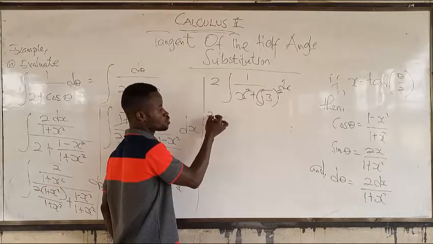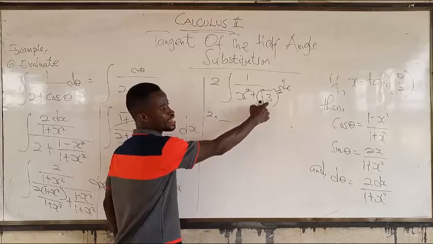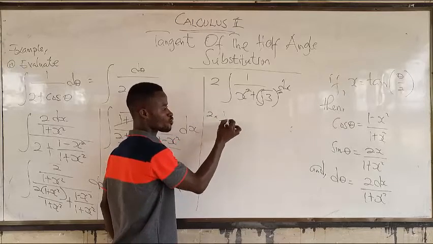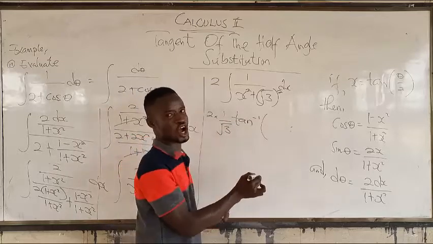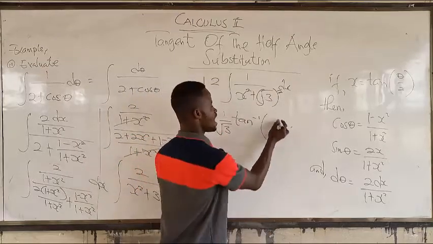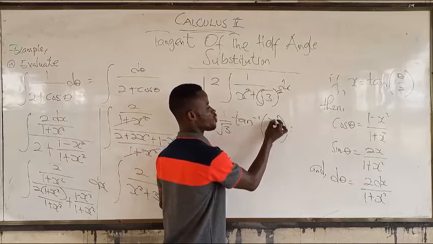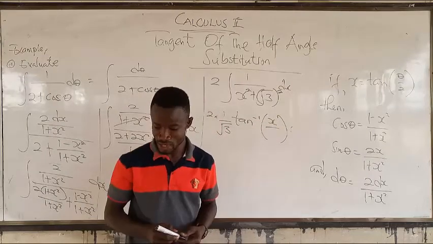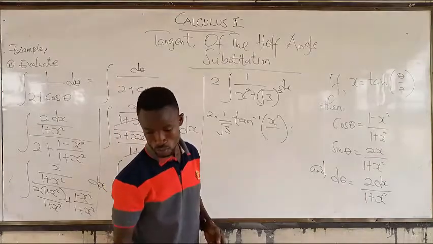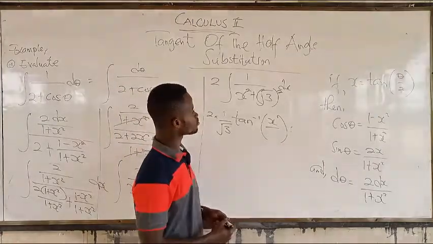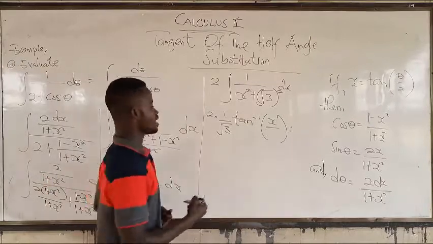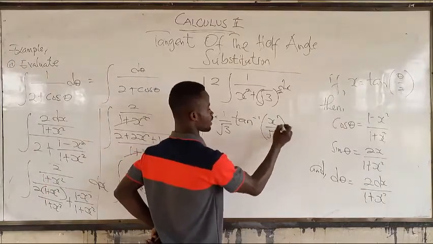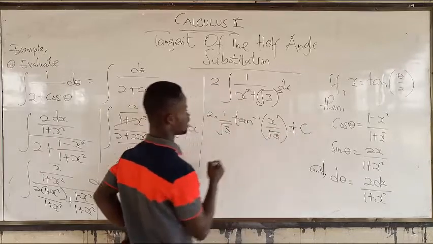Let me write this 2. This 2 is already there. 1 over the a. The a is square root of 3. Then the tan inverse of u over a. And the u is now x, over the a, and the a is square root of 3, plus c.